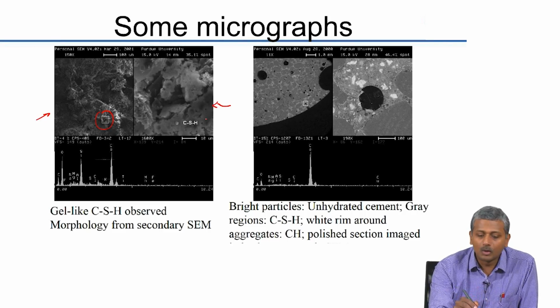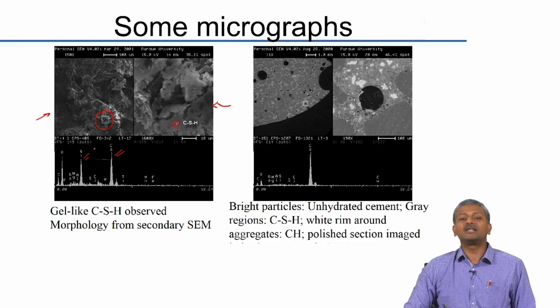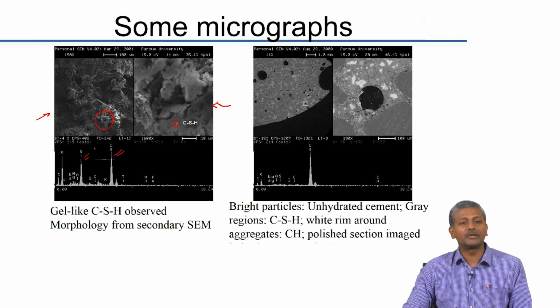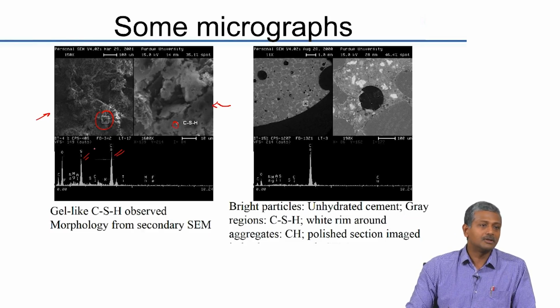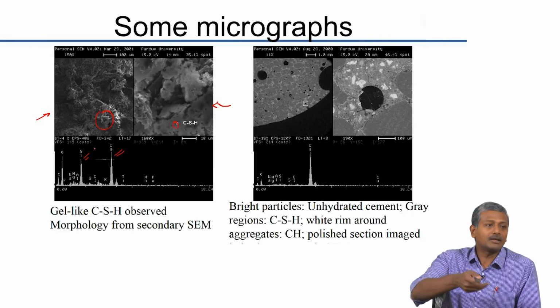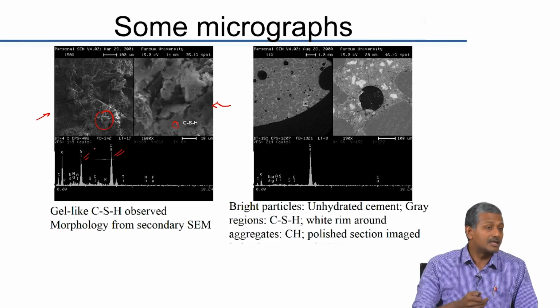And how do we confirm this calcium silicate hydrate? This point analysis confirms it's calcium silicate hydrate because it gives you peaks for calcium and silicon when you evaluate the X-rays coming out from that point. That's the spot analysis that typically accompanies scanning electron microscopy. We look at the X-rays coming out from the sample and look at the elements that are present in that sample.